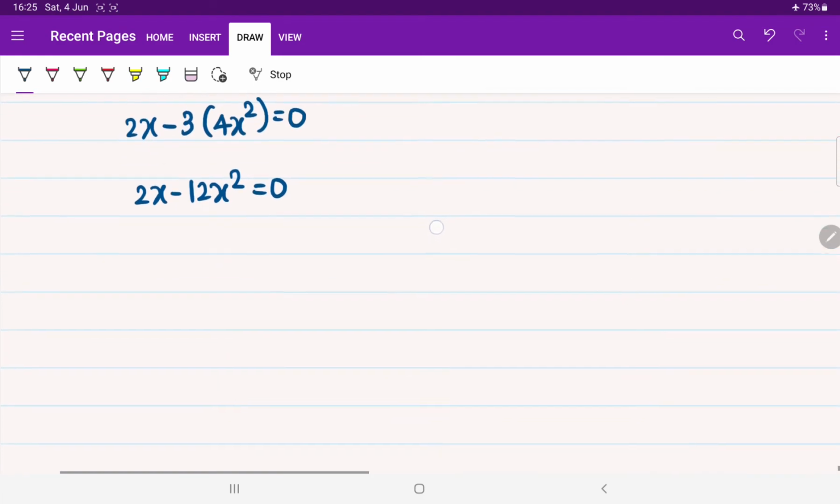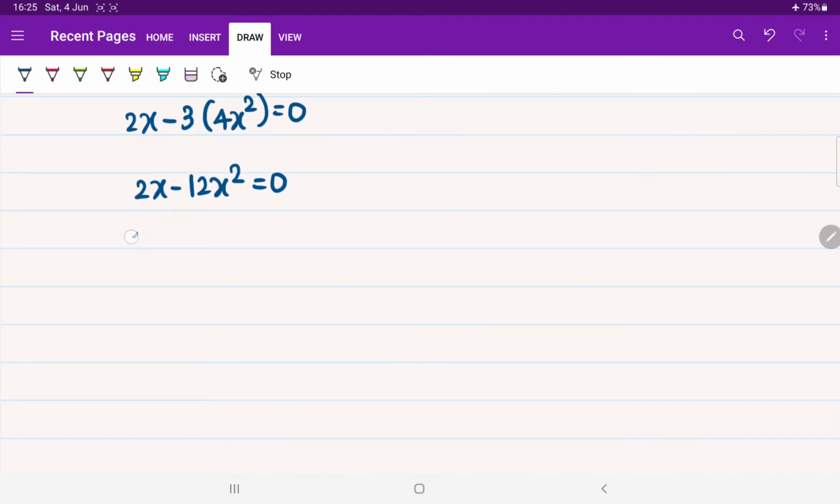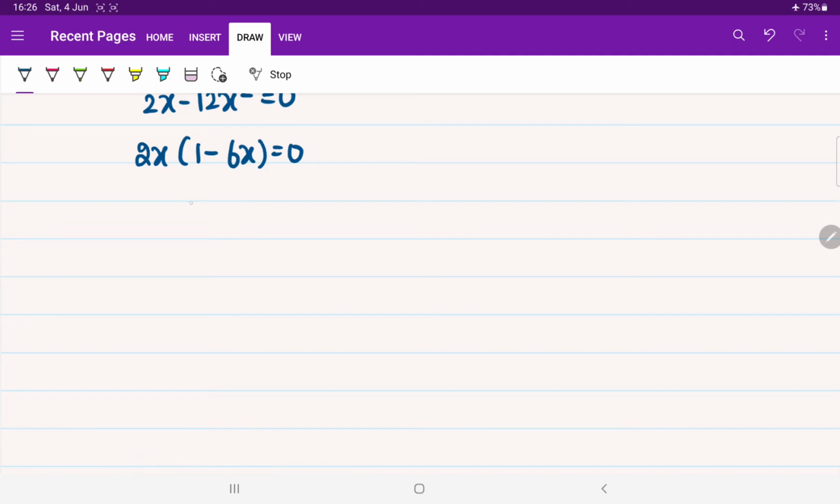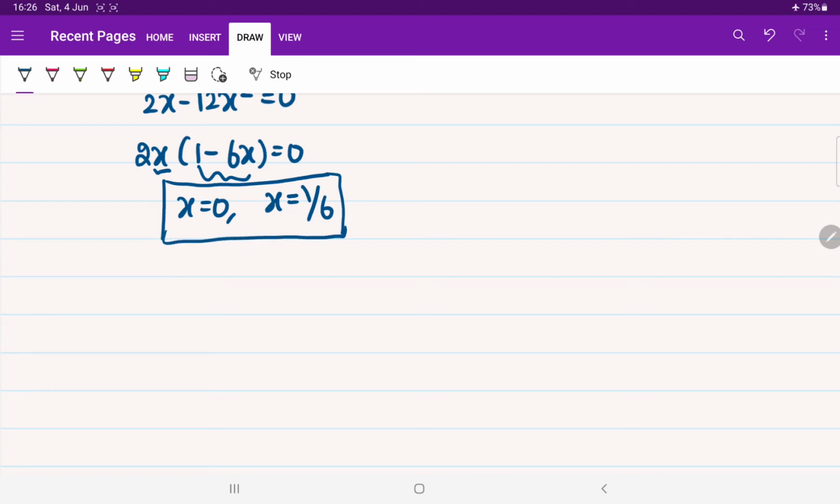Yes sir. From this further, how can we write this expression? We can take 2x outside, then it will become 2x into (1 minus 6x) equal to 0. If I equate these two factors to 0, this one will give x equal to 0. If I equate this one to 0, this will become x equal to 1 upon 6. Yes, successfully we have identified 2 points for x.